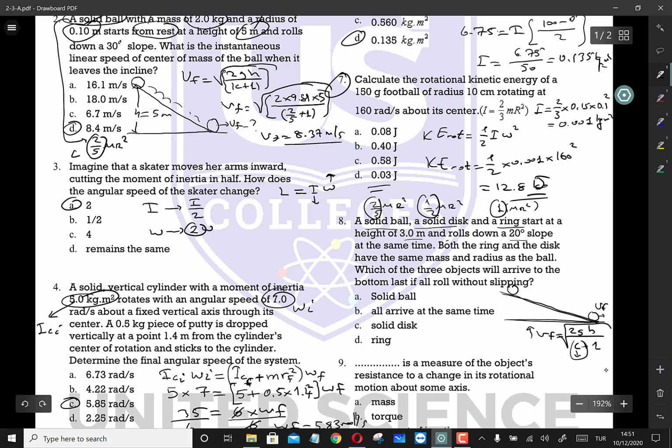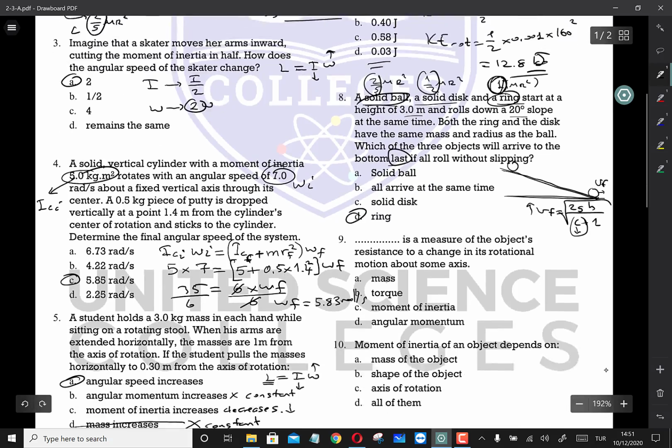And when you check them, the solid ball has the smallest C. I mean, the solid ball is fastest. That's why the solid ball is first. But the question is asking which one is last. I mean, the one which has the greatest coefficient of moment of inertia, which is 1. The ring will be the last arriving at the bottom of the incline.